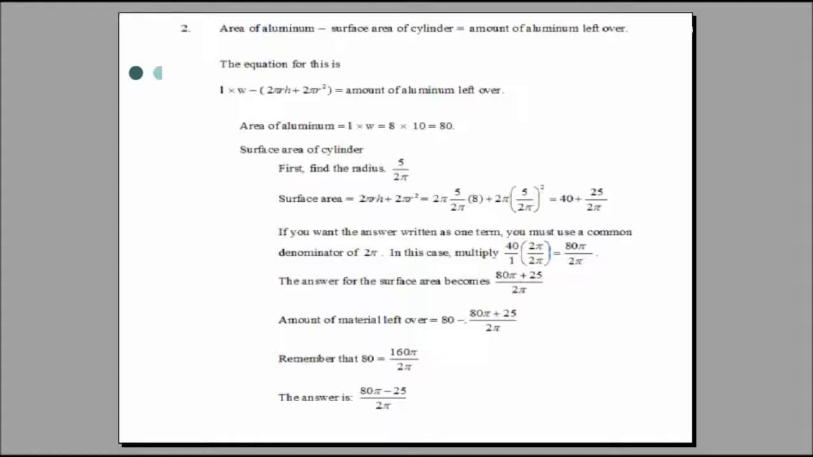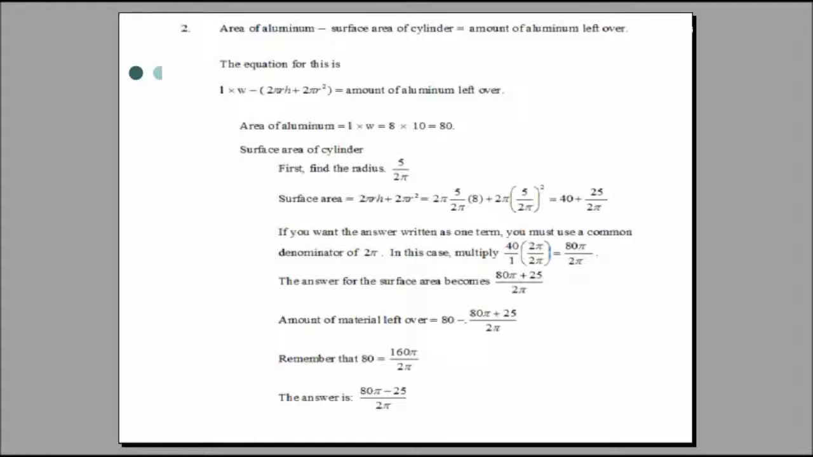If you want the answer written as one term, you must use a common denominator of 2 pi. In this case, multiply 40 over 1 by 2 pi, numerator and denominator. This will give you 80 pi over 2 pi. The answer then becomes 80 pi plus 25 over 2 pi.